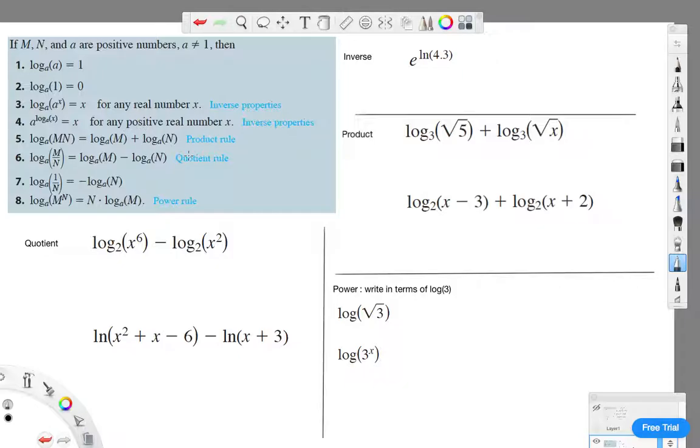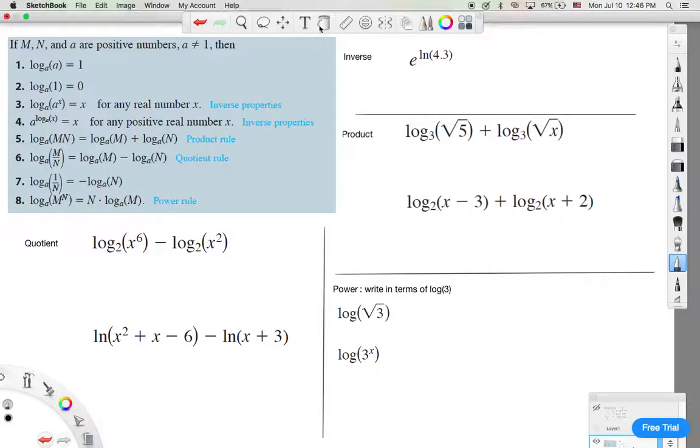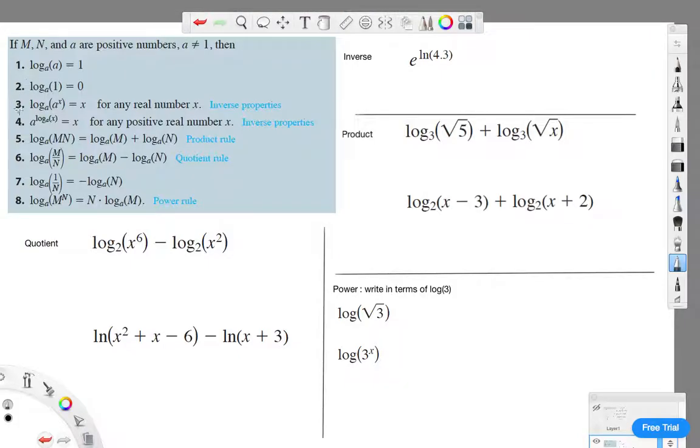Let's look at that first inverse. So we have e to the ln 4.3. Again, this is the same as a to the log base a. In this case, a is e, and then ln is just log base e. So we cross that off and we get 4.3. Very easy in that case.